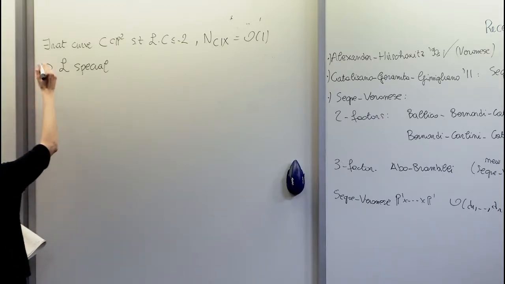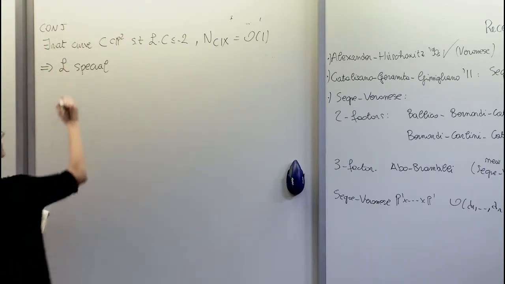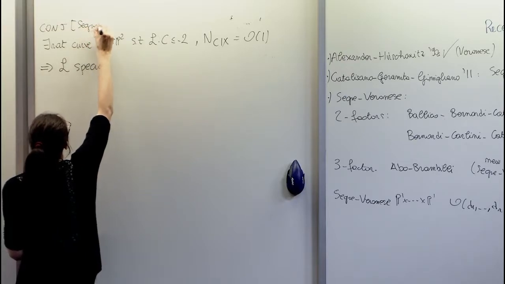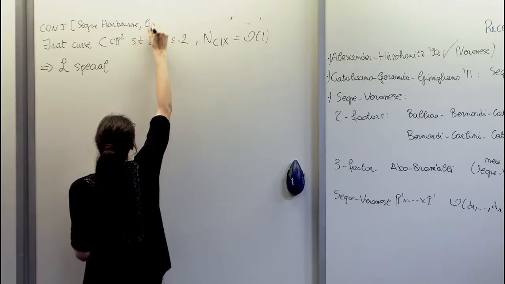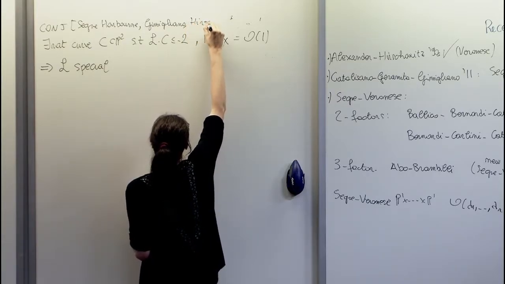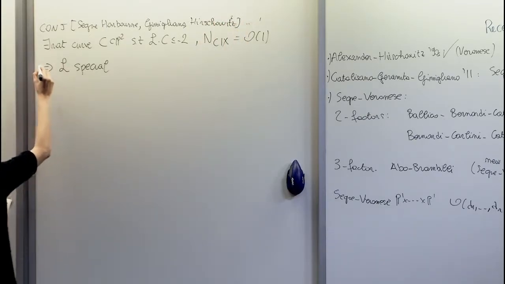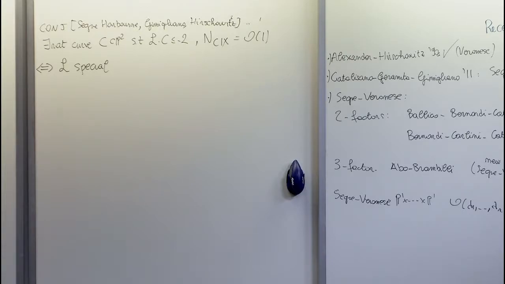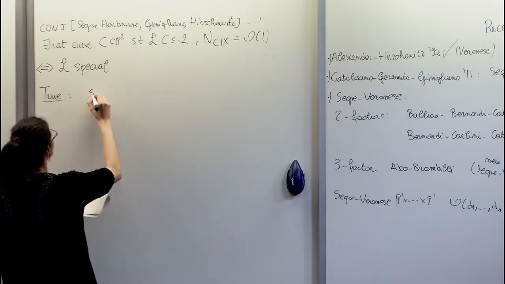But the point is that there's a well-known conjecture due to Segre, Harbourne, Gimigliano, and Dumnicki. I'm sure I'm misspelling some names. Anyway, they conjecture that that's actually an if and only if. So whenever a system is special, it's because of the presence of such a curve in the base locus. And this is known to be true in some cases, but it's still open in general.